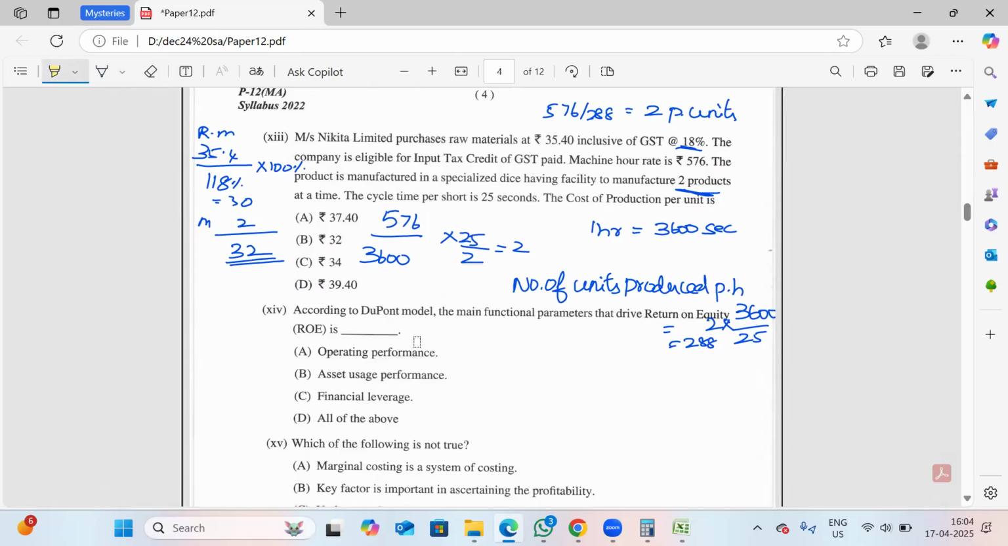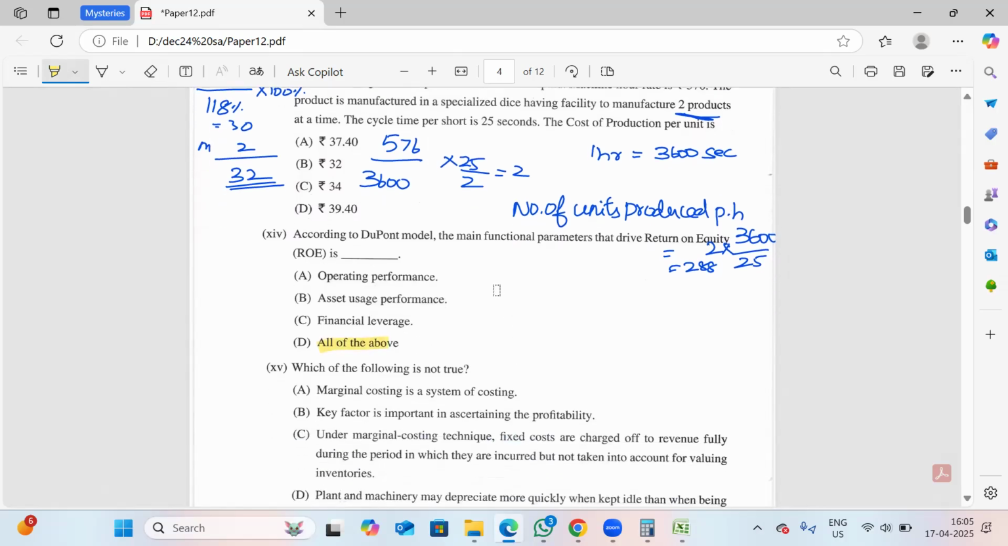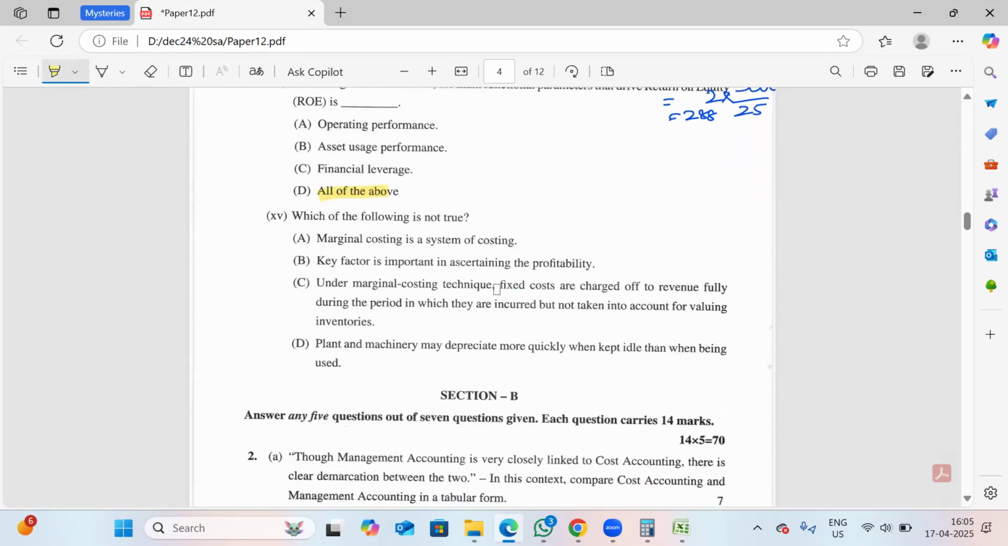According to the DuPont model, the main functional parameters that drive return on equity. So return on equity is driven based on operating performance, obviously asset usage performance, and financial leverage. So all of these financial functional parameters are required for the DuPont model. So which of the following is not true?